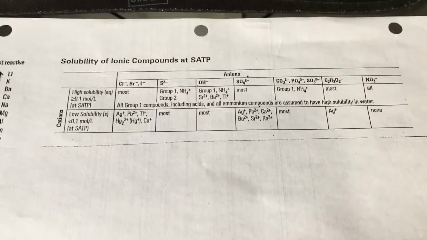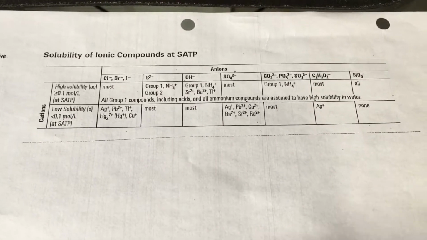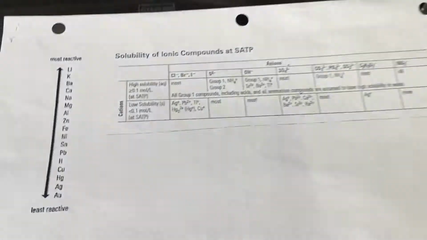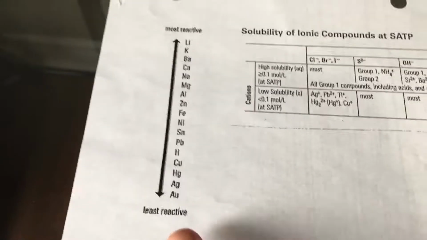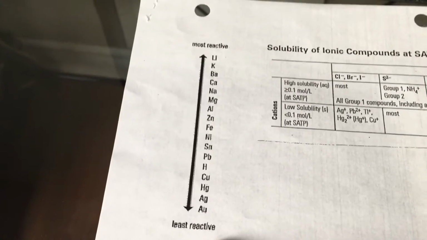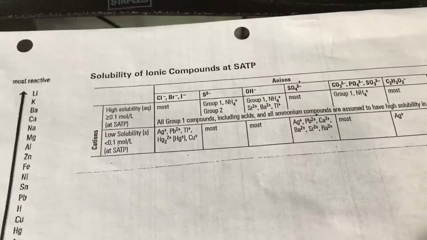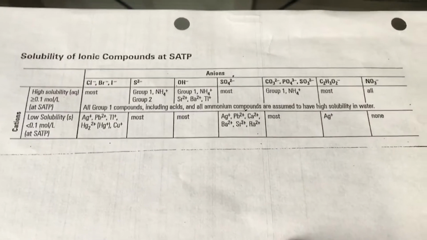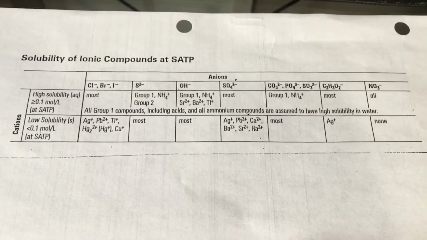Here's a tutorial on how you can use the solubility chart. This is located on the back of your periodic table. This here's the metal activity series, which we use for single displacement reactions. Here's the solubility table that we use for double displacement reactions.